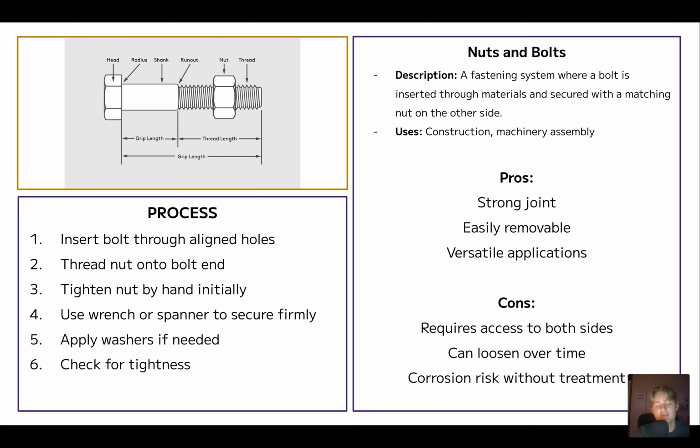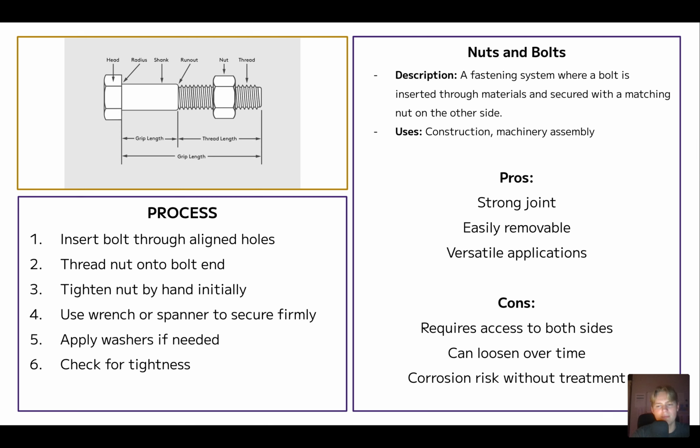There is also a corrosion risk without treatment. The metals used for nuts and bolts can corrode, and that can damage the integrity and strength of the joint. So the process you describe in your exam would be inserting a bolt through an aligned hole, then threading the nut onto the bolt end and tightening securely by hand initially, and then using a wrench or spanner to secure firmly. You'd then apply a washer if needed.